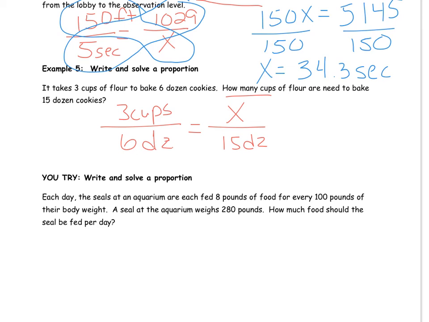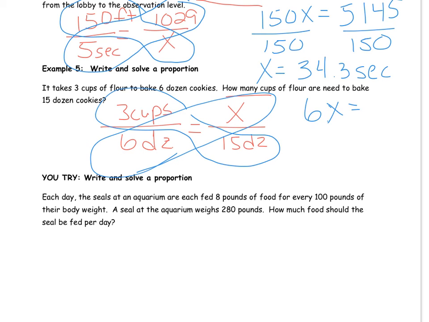Okay, now I'm just going to cross multiply. So 6 times x, 6x equals 3 times 15, which is 45. And then I divide each side by 6. So x equals 7.5 cups.